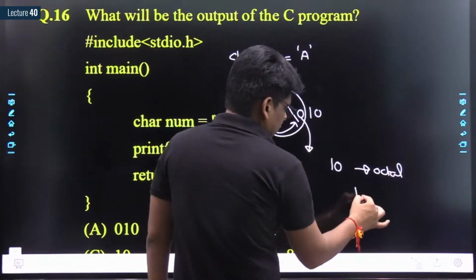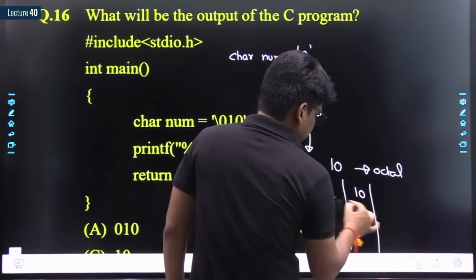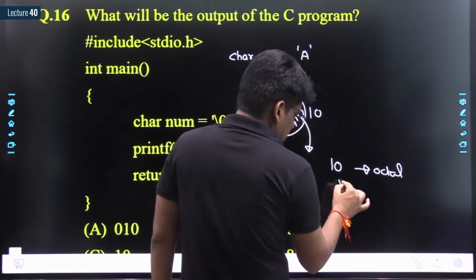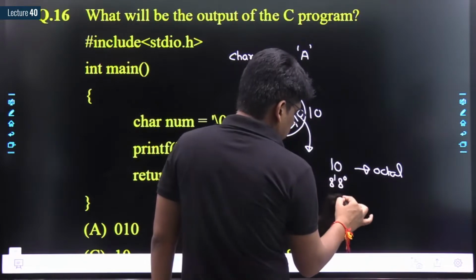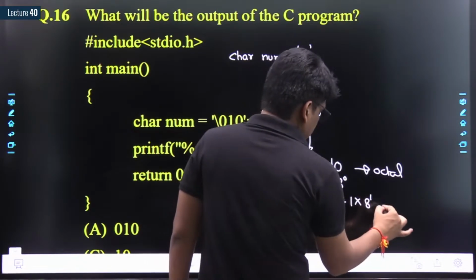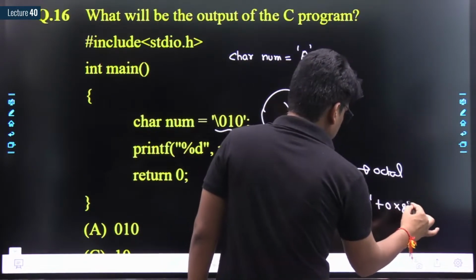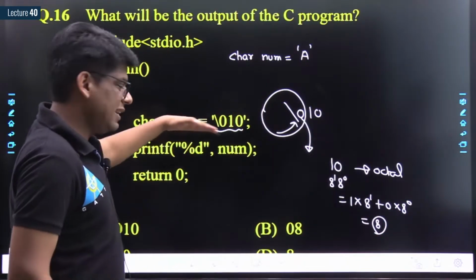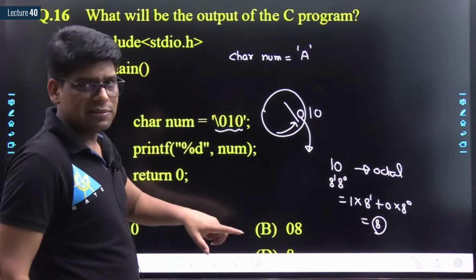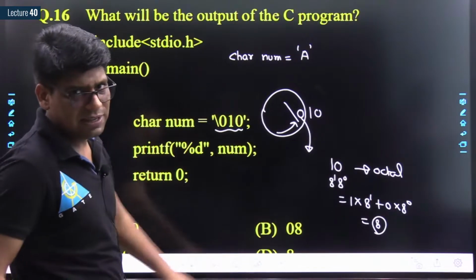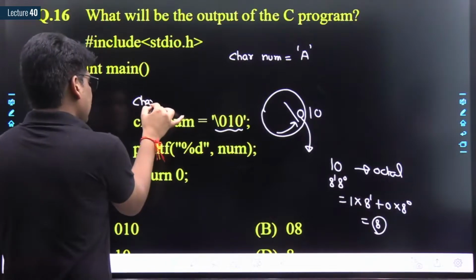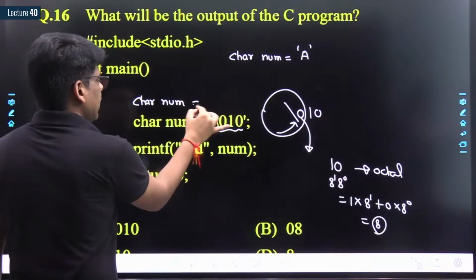Okay, sir. Sir, can I convert this into decimal number system? Yes, of course. So 1 into 8 to the power 1 plus 0 into 8 to the power 0, that is 8. That means, sir, this statement is the same as char num = 8.